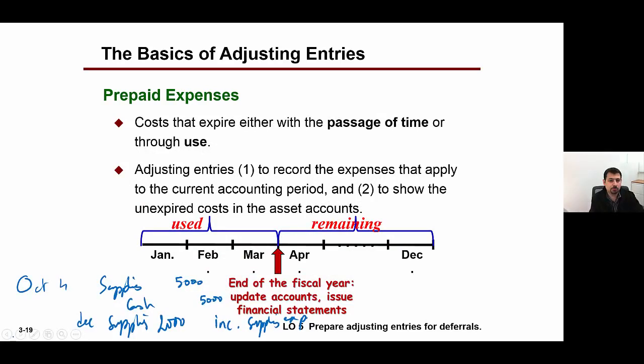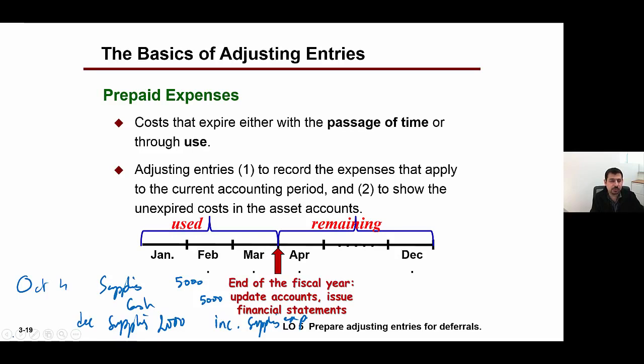And prepaid expenses, those are the costs that would expire. Usually they expire either with the passage of time or through use. Passage of time, for example, when you prepay insurance policies or when you prepay rent, or through use, like this example here where we used supplies. Now, in general, it is impractical and not efficient to make daily entries for the supplies that we have used. You're not going to make a journal entry every time you use a pen or a pack of papers.